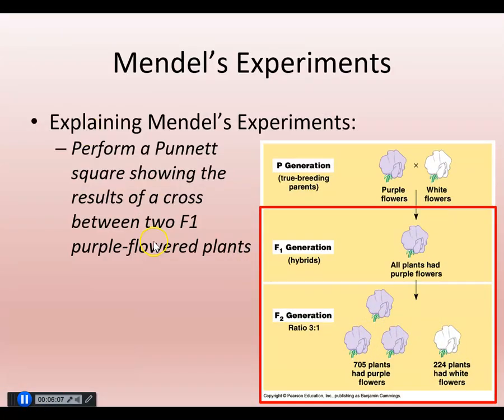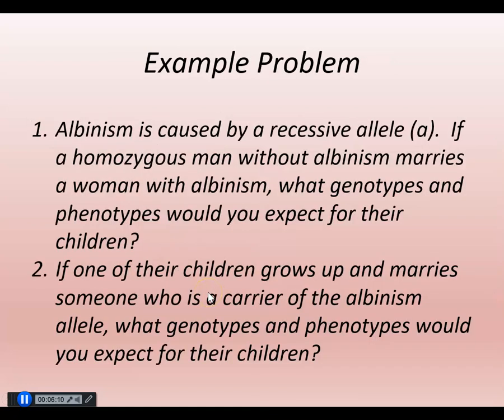All right, awesome. Okay, so here's another example problem. Albinism is caused by a recessive allele, and if a homozygous man without albinism marries a woman with albinism, what genotypes and phenotypes would you expect for their children? So you should do this on a piece of scratch paper. All right, and I will also do it on a piece of scratch paper, and let's make sure we get the same thing.